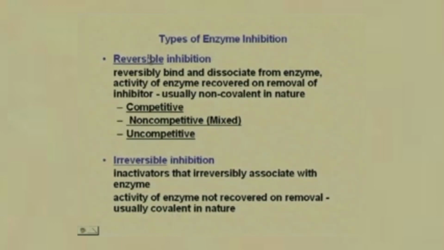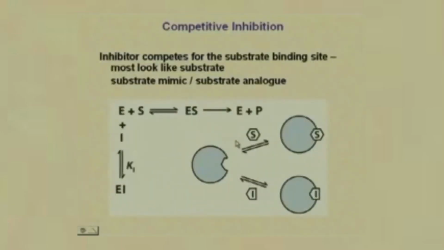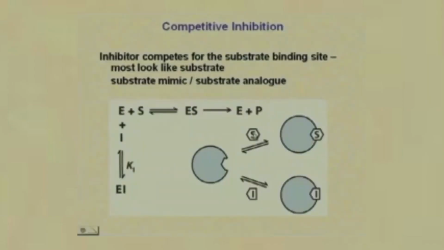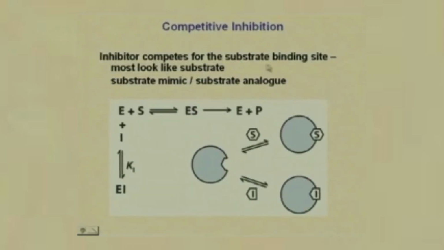So these are the two main types, reversible and irreversible, and under reversible inhibition we have competitive, non-competitive and uncompetitive. What is competitive inhibition? Competitive inhibition is competition basically. We have a competition where the inhibitor looks like the substrate, so it is called a substrate mimic or a substrate analog. The inhibitor competes for the substrate binding site.